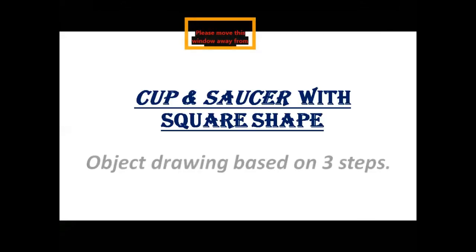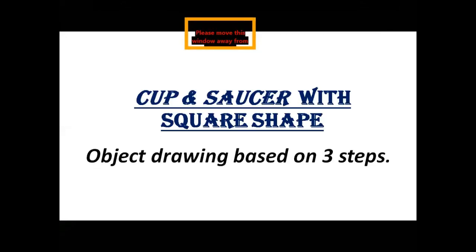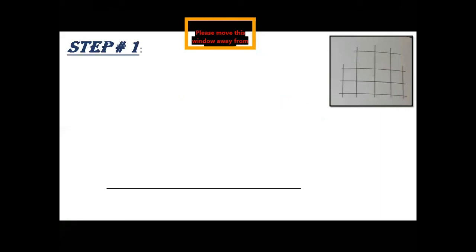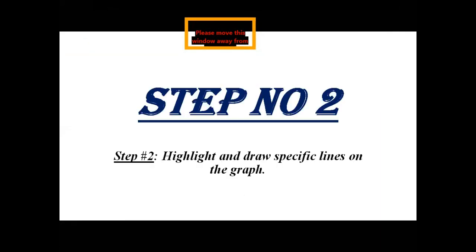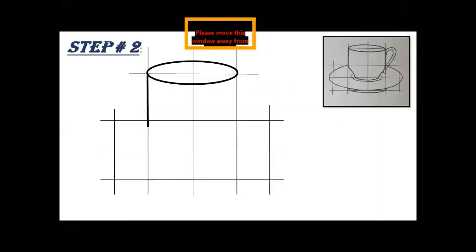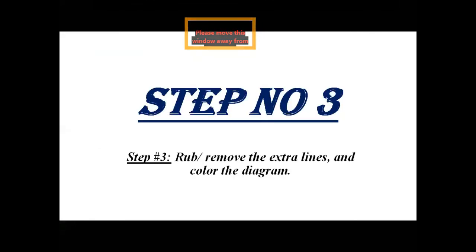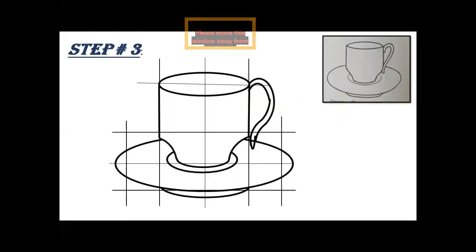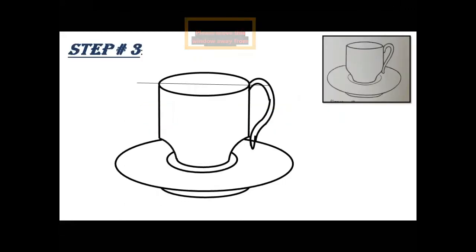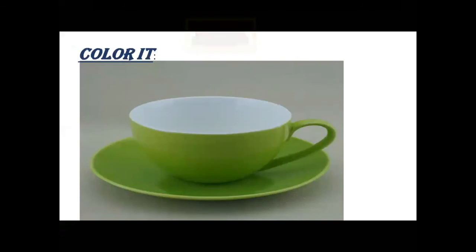After it, we will draw a cup and saucer with the help of the square shape. In step number one, we will draw a graph. In step number two, we will highlight the specific lines to draw or even give a proper shape to the diagram. In step number three, we will remove the extra lines. As you can see on the screen, the lines are removed. At the end of this step, we will color it.